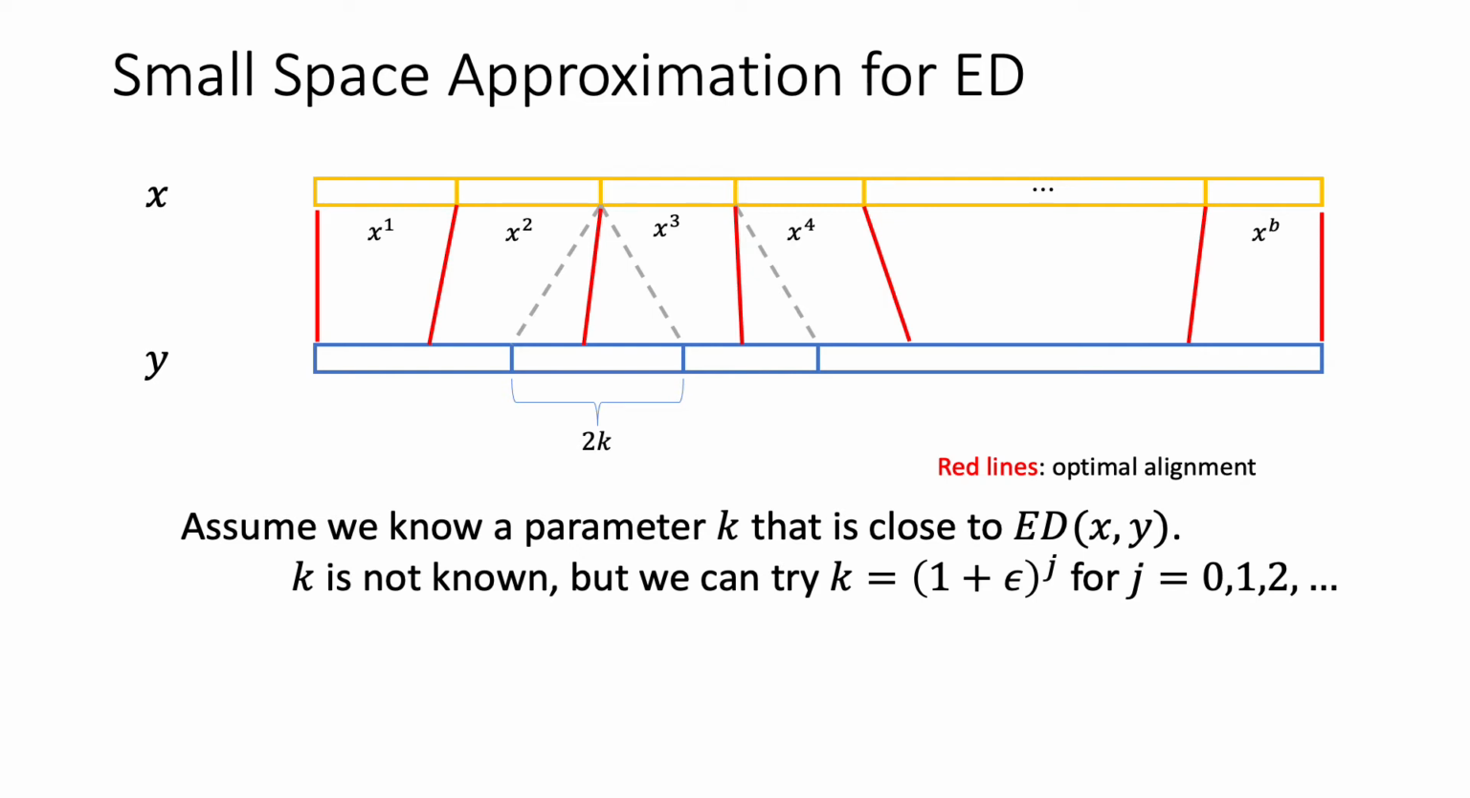Although such a k is not known, we can try every k equal to (1+epsilon)^j for any possible integer j. Our algorithm guarantees that when k is close to the edit distance, the output is a good approximation of edit distance. And for any k, the output is always at least the actual edit distance.